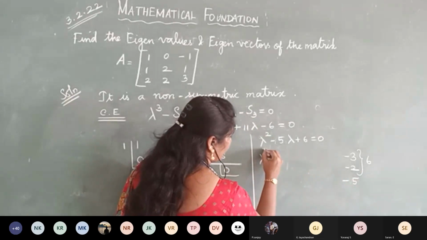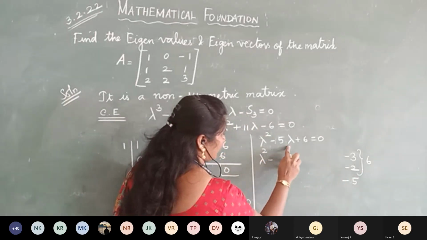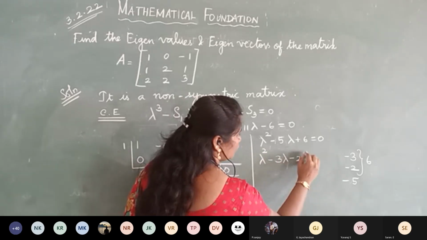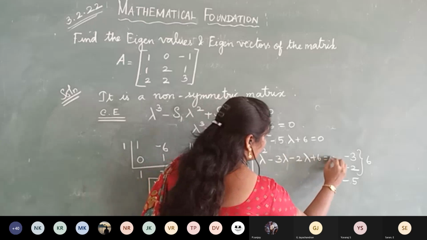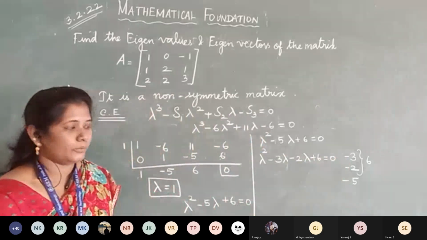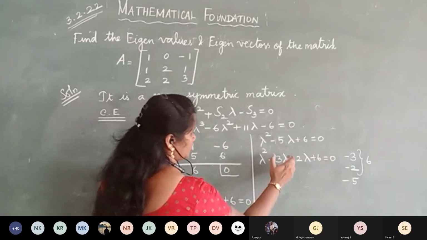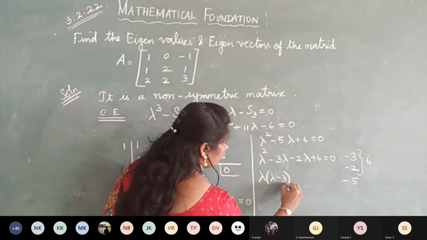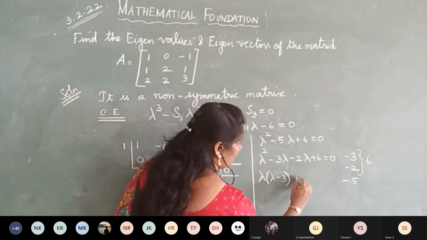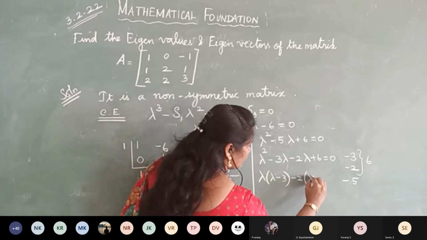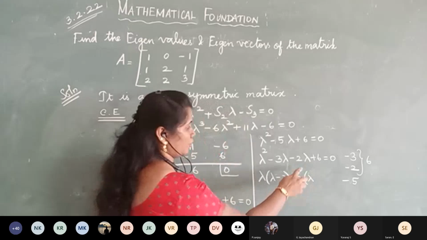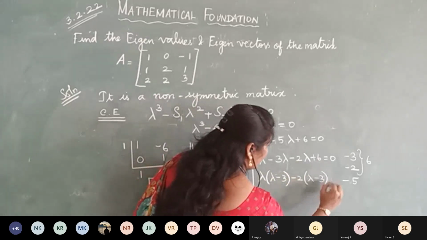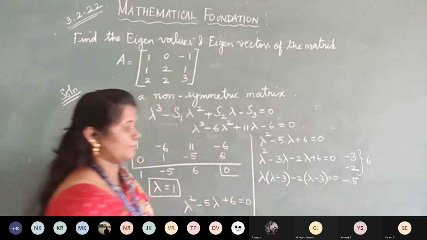So how will you write it? Lambda square minus 5 lambda, we expand like this: lambda square minus 3 lambda minus 2 lambda plus 6 equal to 0. What is common in these two? I'll take lambda outside, so it is lambda into (lambda minus 3). And in the other two terms, -2 is common, so I take -2 outside, leaving (lambda minus 3) equal to 0.